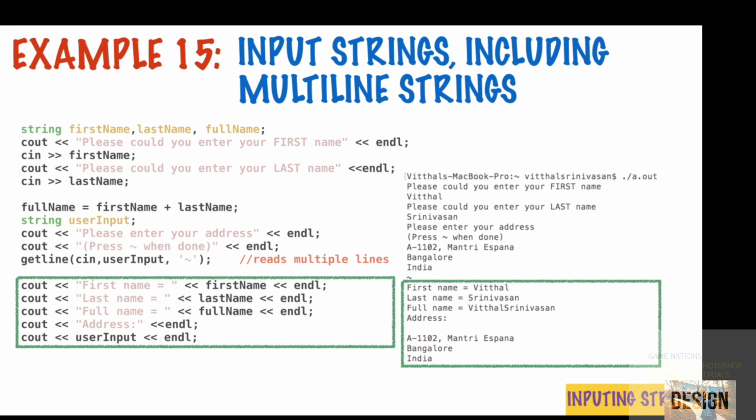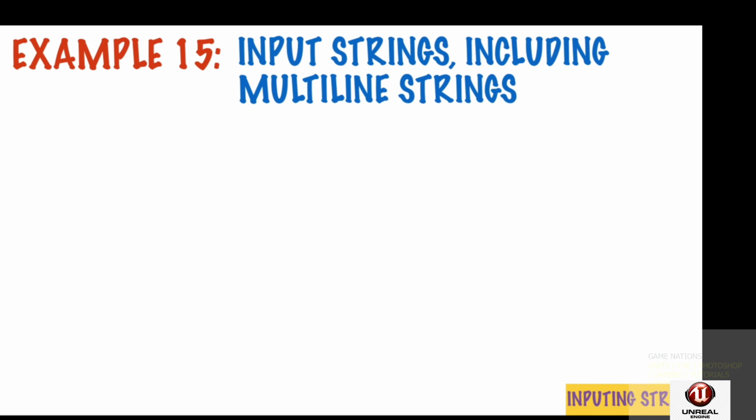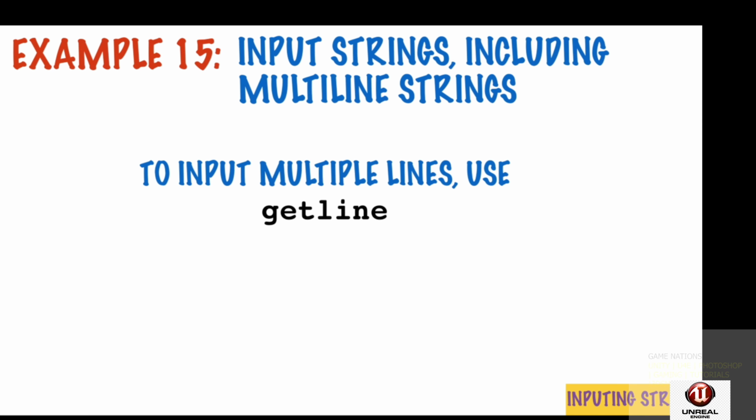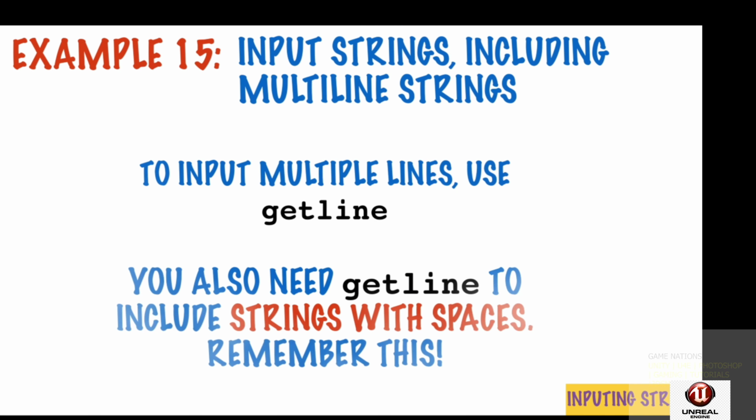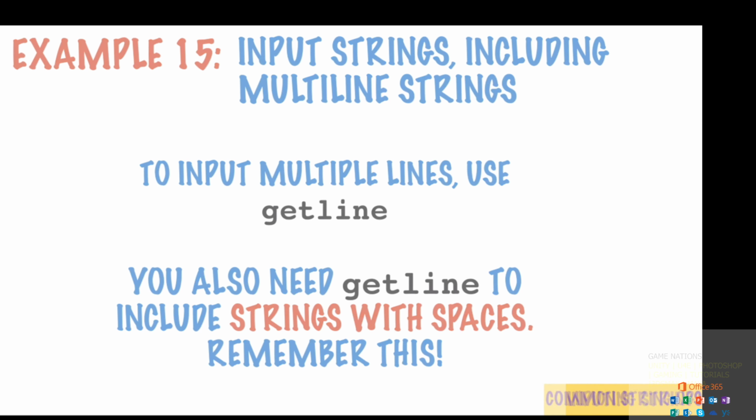So to recap, there are a couple of important points you should remember from this example. The first is that you can input string variables from cin using the extraction operator as usual. However, this will not work for strings which have multiple lines or have embedded spaces. In order to input such strings, there are two variants of the getline function. Just make sure that you remember this and you'll do fine as far as inputting strings from the user goes.